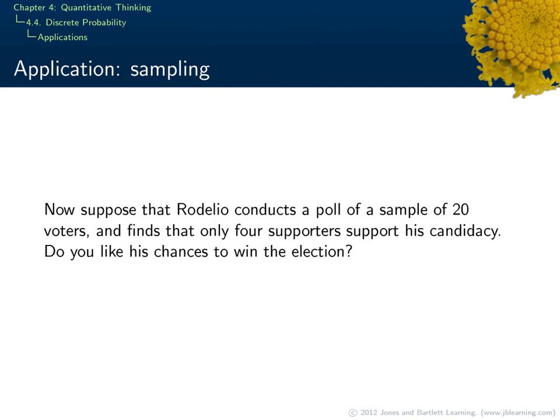Okay, so here we have this interesting question. Let's suppose that Rodelio conducts a poll of a sample of 20 and finds that only 4 supporters support his candidacy. Do you like his chances to win the election? Well, let's imagine that he were capable of winning the election. That is, he had 151 supporters. Then we just saw that the probability of having 5 or fewer, out of a sample of 20, having 5 or fewer support your candidacy is some really small number. And so if he has 5 or fewer, or say 4 supporters in this group of 20, it doesn't look very good for Rodelio.